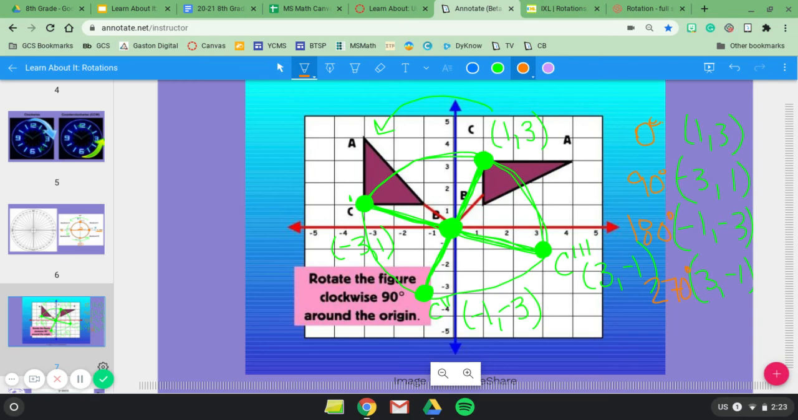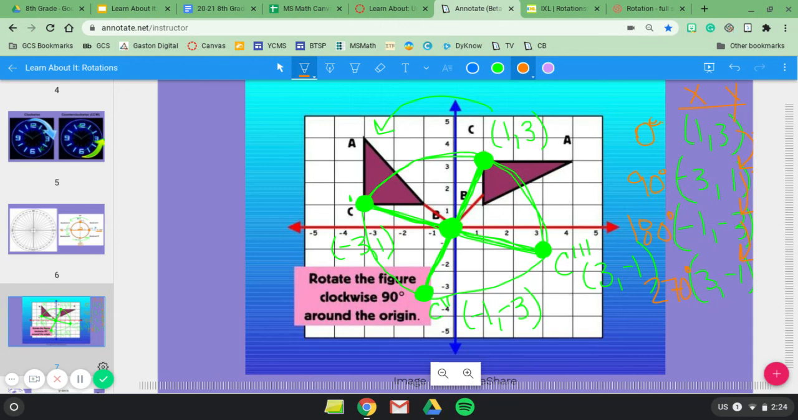And what happened to those numbers? Do you notice anything that happened from each 90 degree rotation? If you notice, the 1 and the 3 just switched places. In our original, we were at 1, 3. When it went to 90 degrees, the 3 and the 1 switched places. When we went to 180 degrees, they switched back, where the 1 was first and the 3 was second. And then at 270 degrees, they switched back to the 3 being in the first, or the X position, and the 1 being in the Y position.